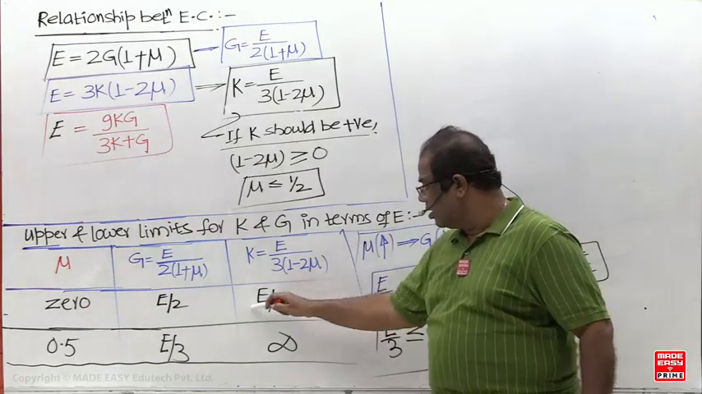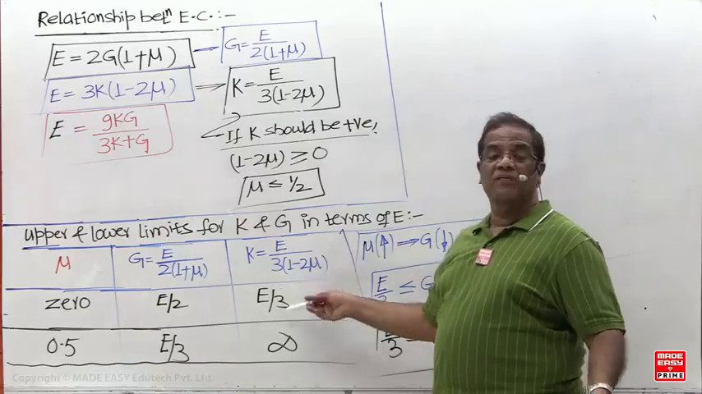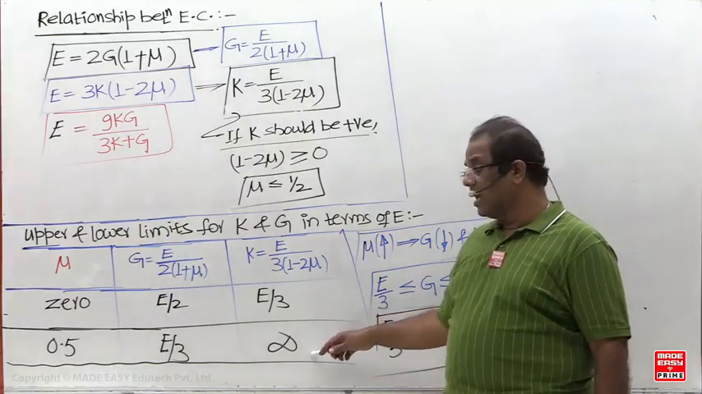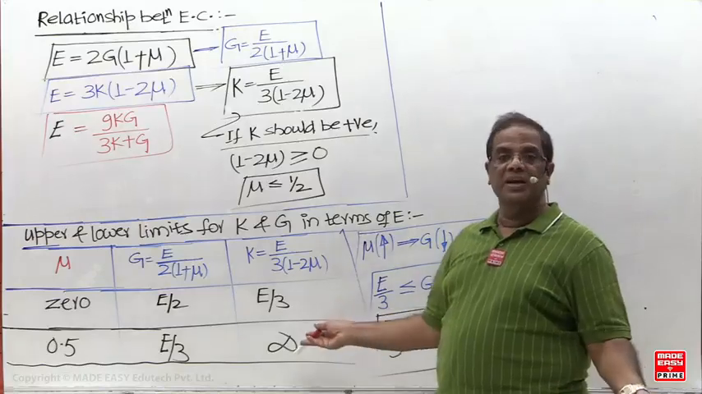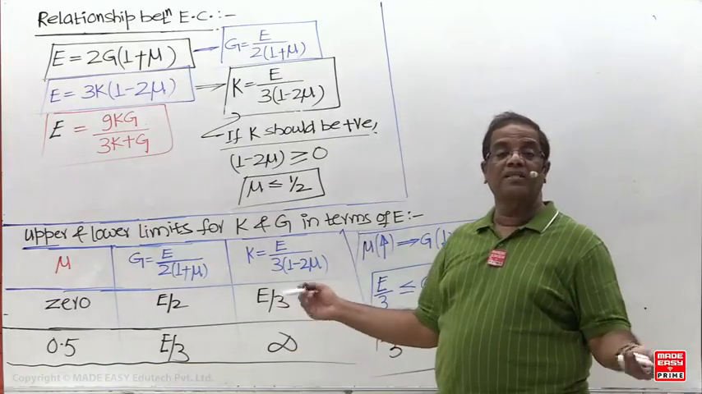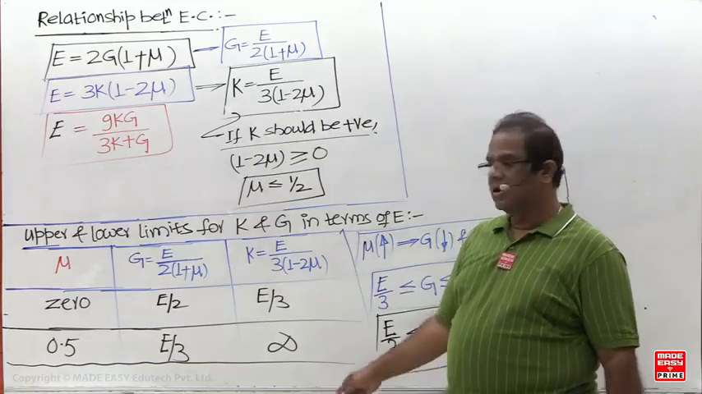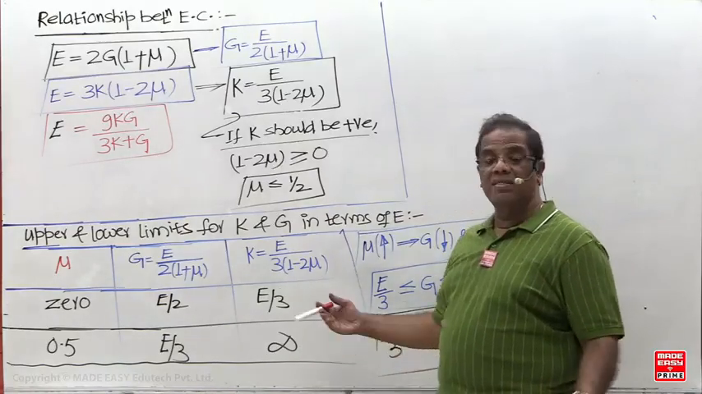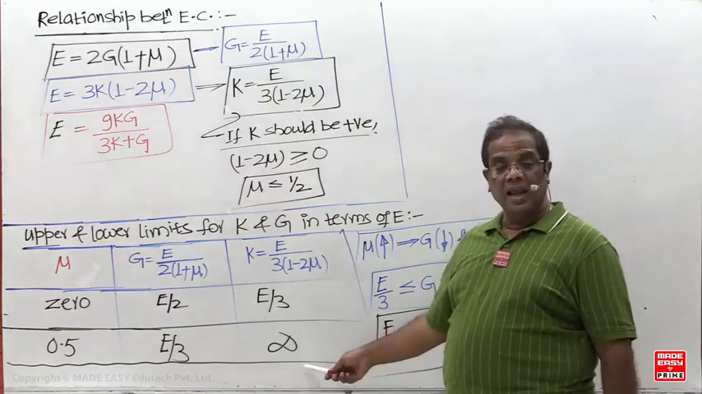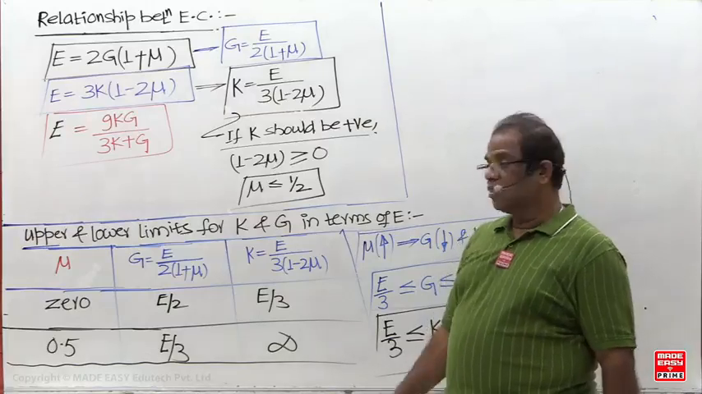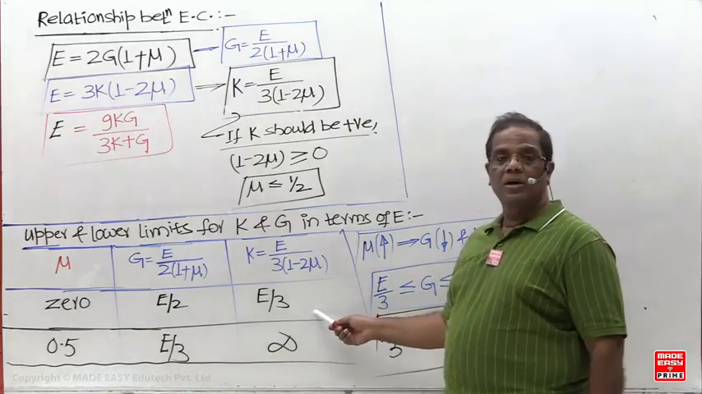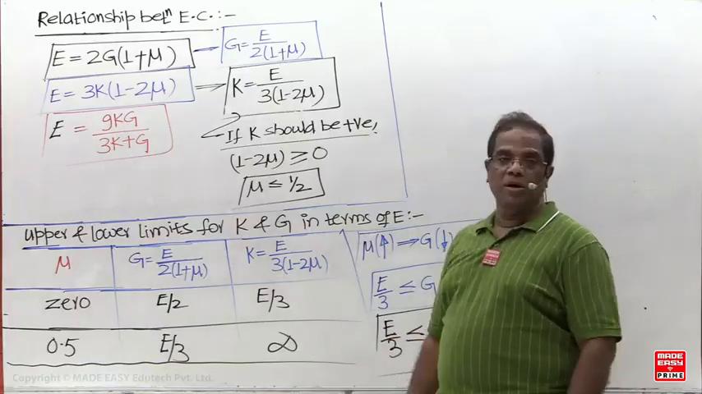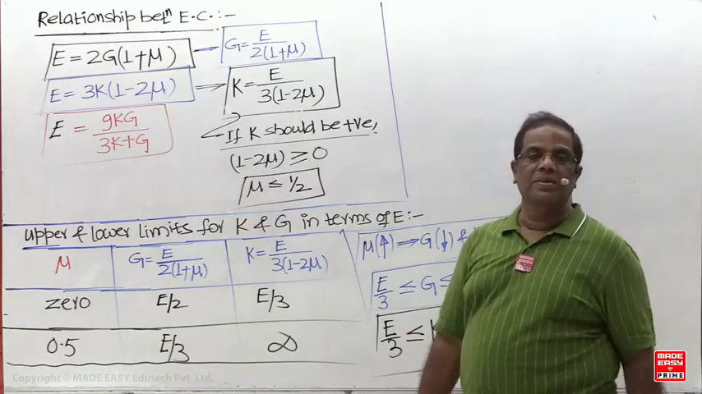Here which one is more? The K value is one third of Young's modulus, which means K is less here. But here K is infinity, and Young's modulus is never infinity. So here K is more. For some materials Young's modulus is more, for some materials bulk modulus is more, and for some materials both are the same.